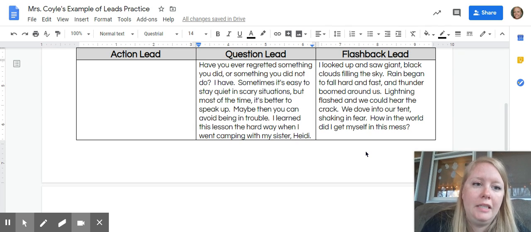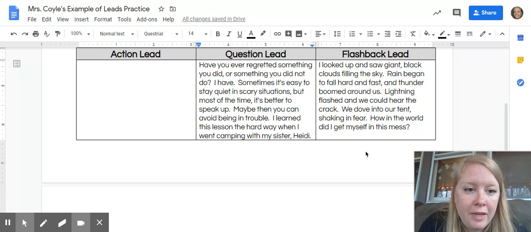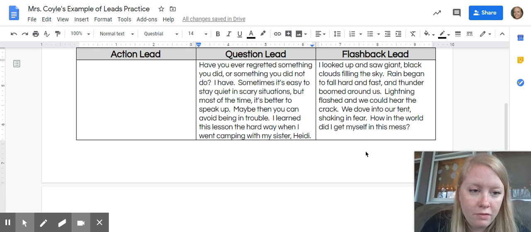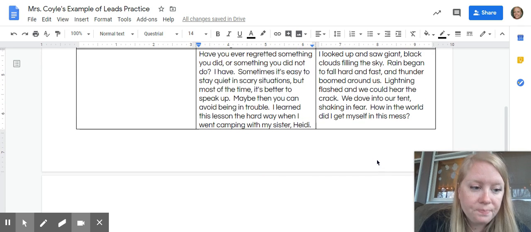I looked up and saw giant black clouds filling the sky. Rain began to fall hard and fast, and thunder boomed around us. Lightning flashed, and we could hear the crack. We dove into our tent, shaking in fear. How in the world did I get myself in this mess? So it's kind of like a combination of question with flashback, even though I think it's a flash forward, but that's no big deal.